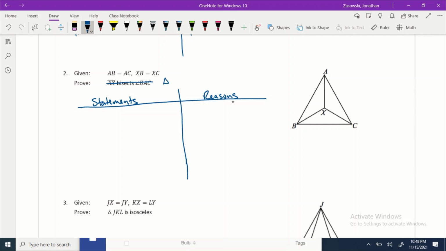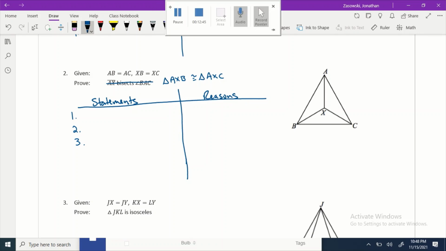We're going to do triangle AXB is congruent to triangle AXC. Okay, let's see if you can try this one on your own. All right, so it should take you 3 steps to make this happen. All right, so pause it, see if you can fill it in on your own, and then we're coming right back. No, seriously, pause it, try it on your own.